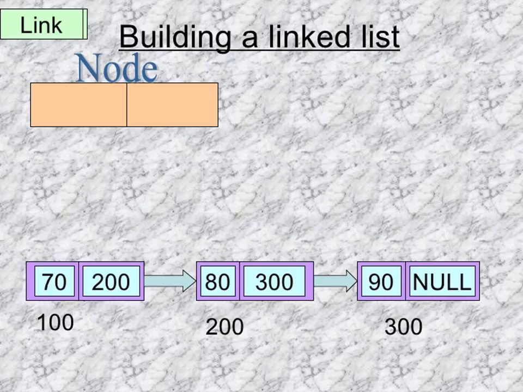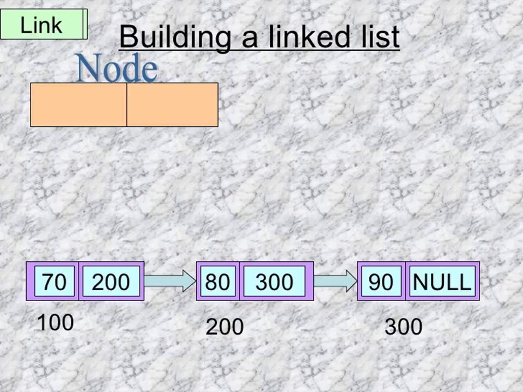Here we have nodes that have two fields: one is the left side field, the other is the right side field. The left side field is used for storing the data, and the right side field is used for storing the address of the next node. See this example: in this example I have taken a linked list with three nodes: a 70 node, an 80 node, and a 90 node. And don't think that we need to take the node values in ascending order. Whatever you want, you can take.